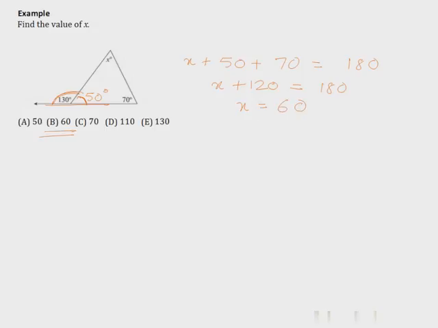The answer is B. Let's see if I can do it another way using the exterior angle. So now 130 is the exterior angle of this angle. Let's not calculate the 50. We just know it's the exterior angle. So we know that 130 is equal to the sum of the other two angles. So it's equal to X plus 70. That gives me X is equal to 60.